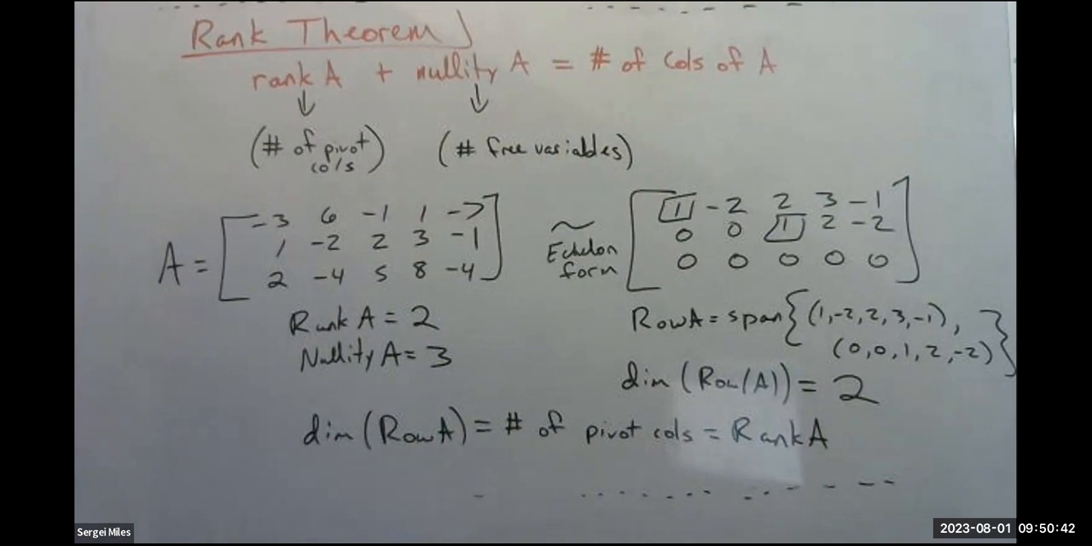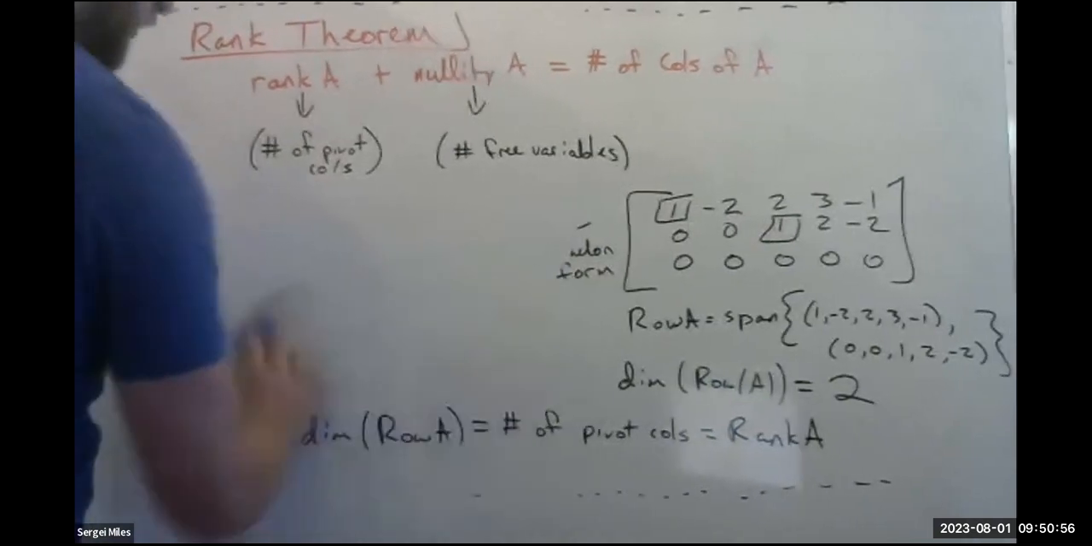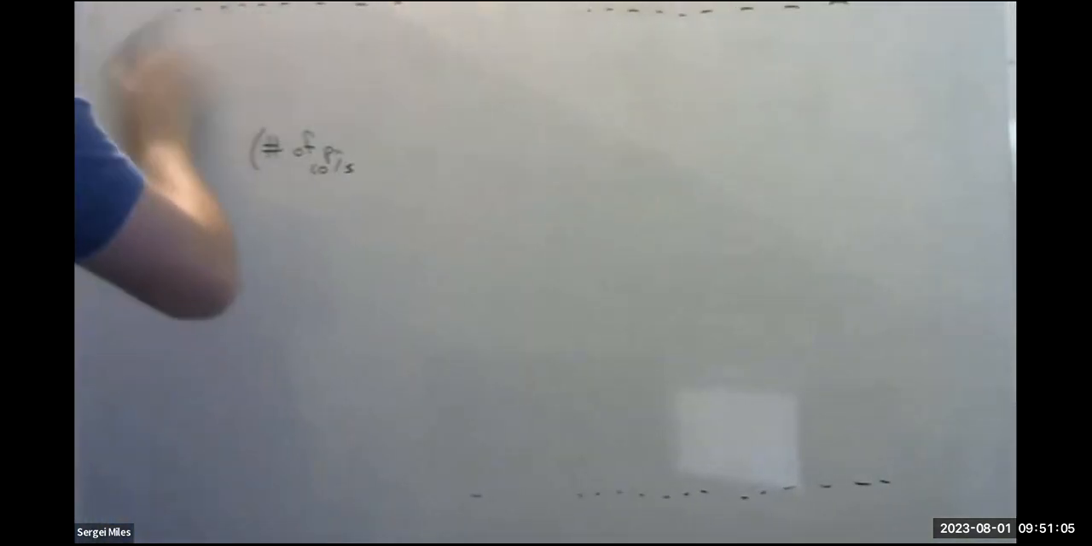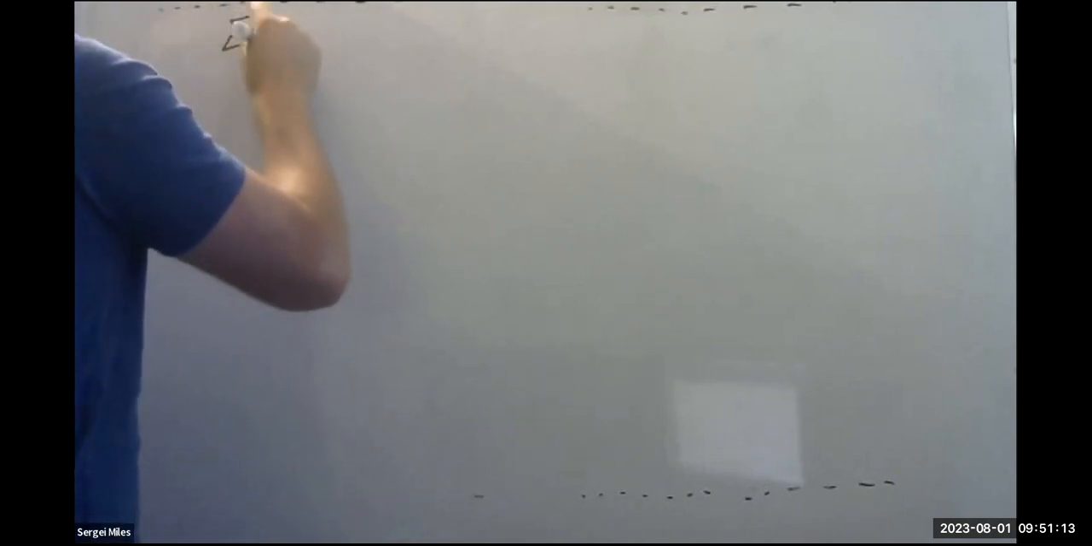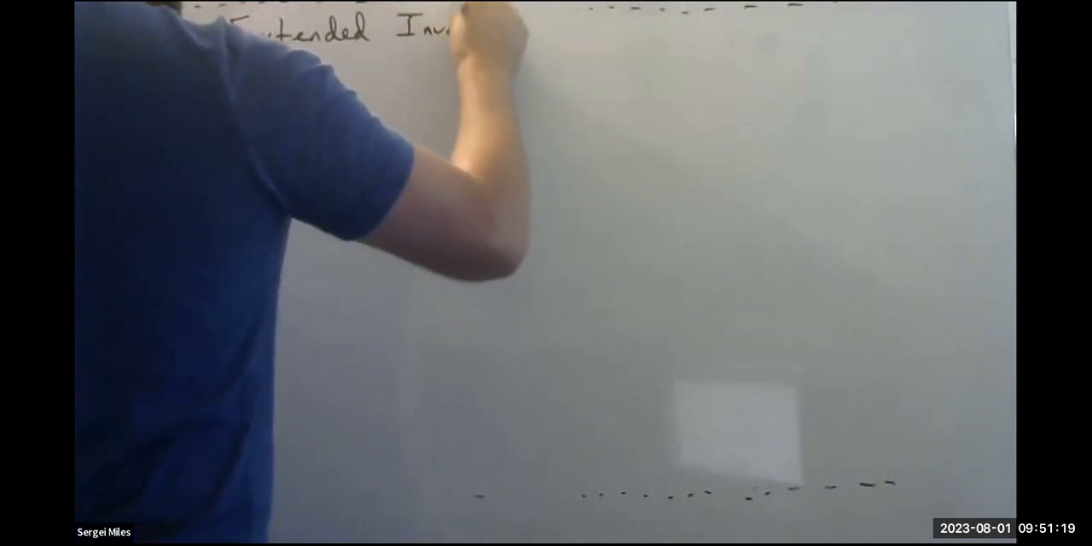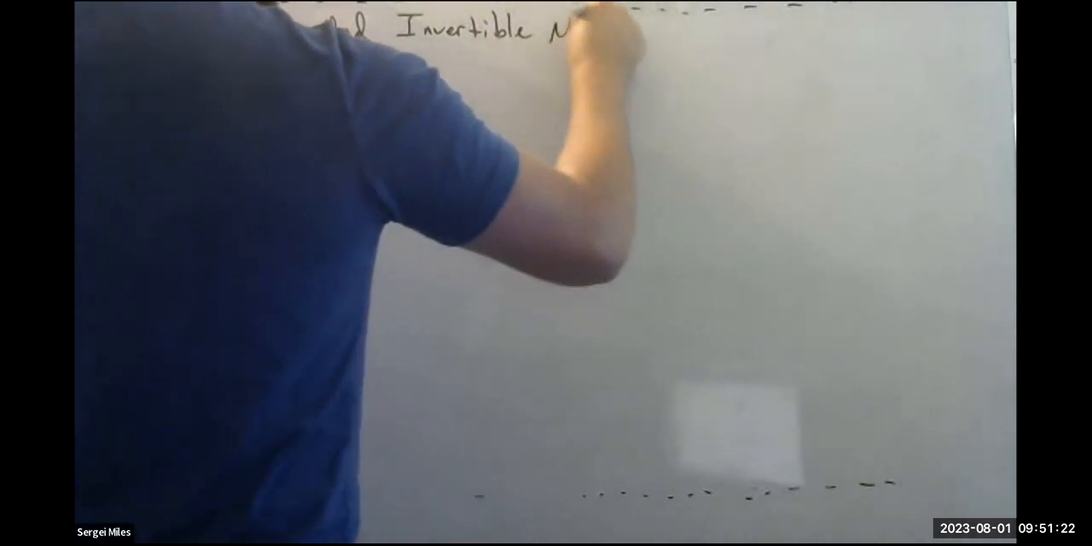Now, the very last thing I want to highlight here is, what does this mean for the invertible matrix theorem? Now that we've talked some about dimensions, we can actually add more information to the invertible matrix theorem. So let's now talk about that. How does this give us more information? All right, so this is the extended invertible matrix theorem.